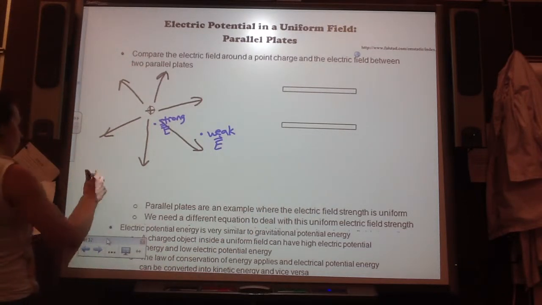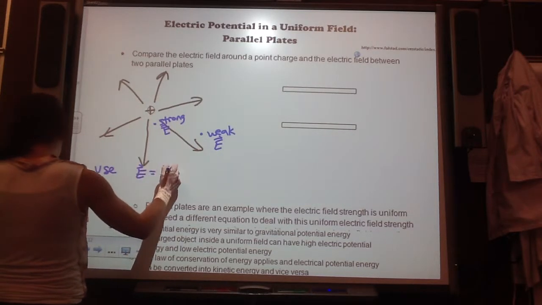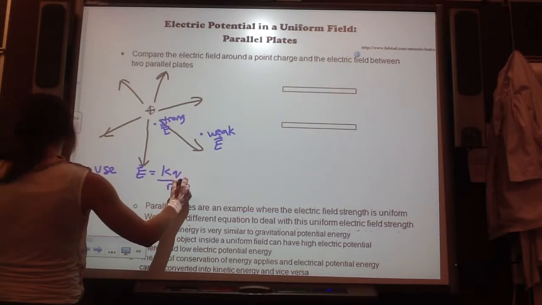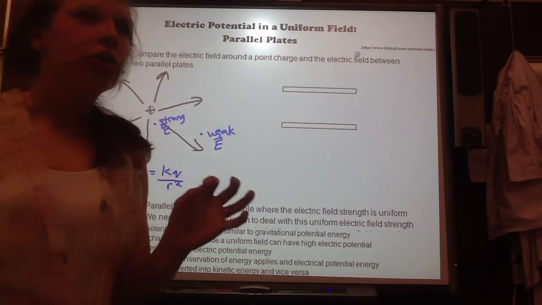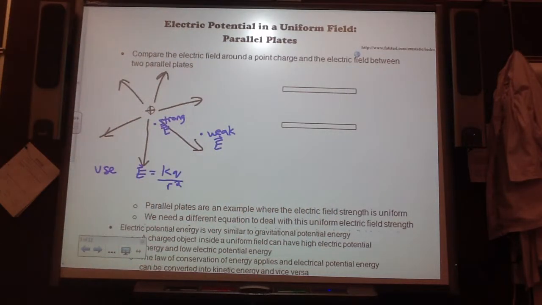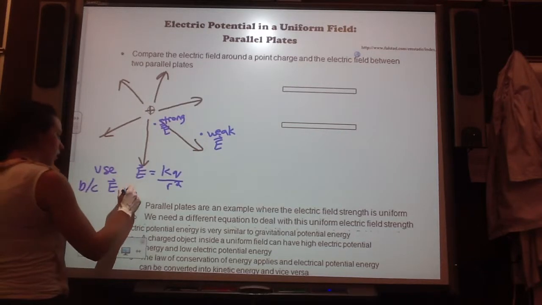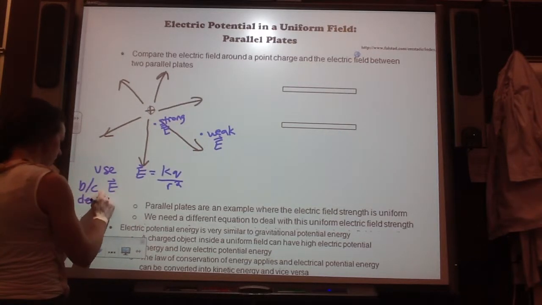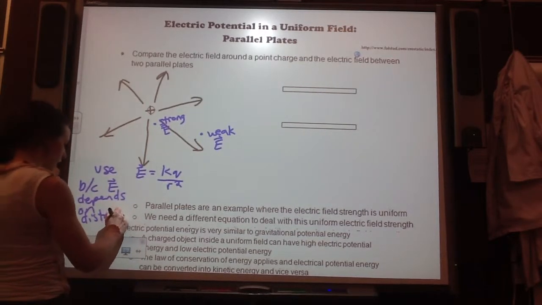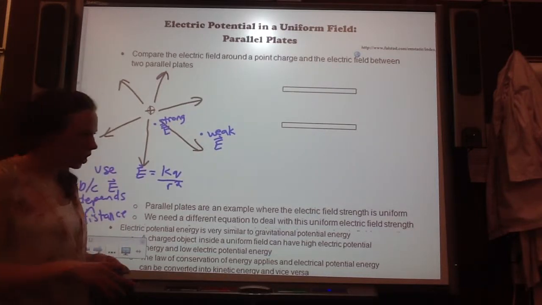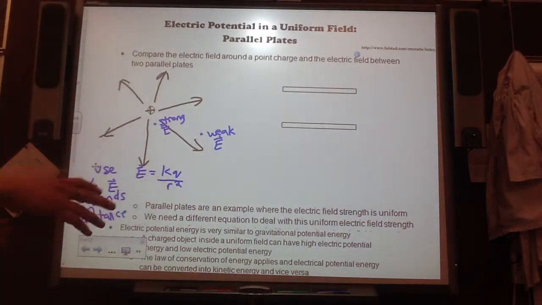And we use this formula: E is equal to kQ over r squared, because the electrical field strength depends on distance. So the closer the balloons got, the more electrical field strength there was, the farther away the less.